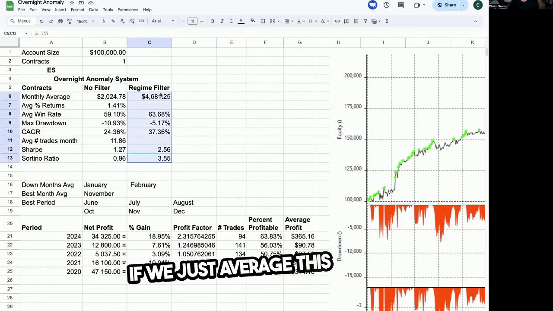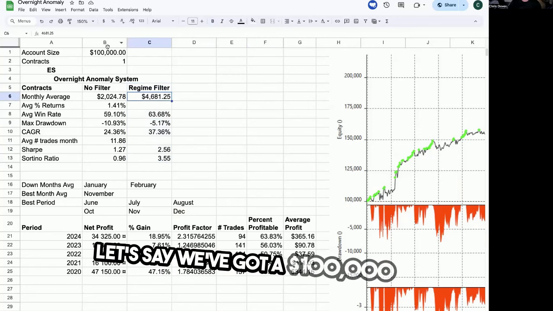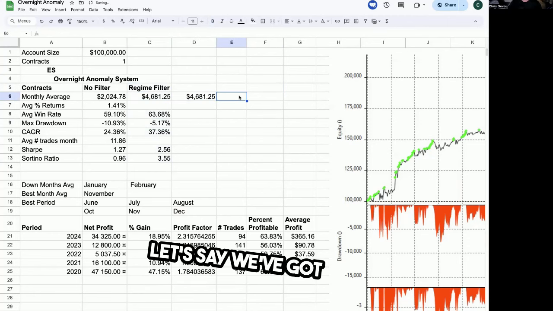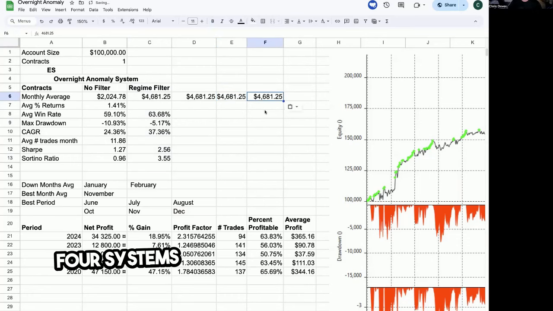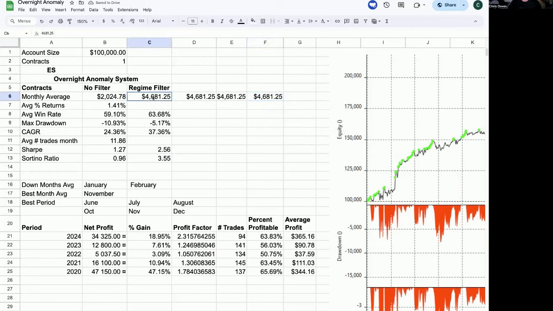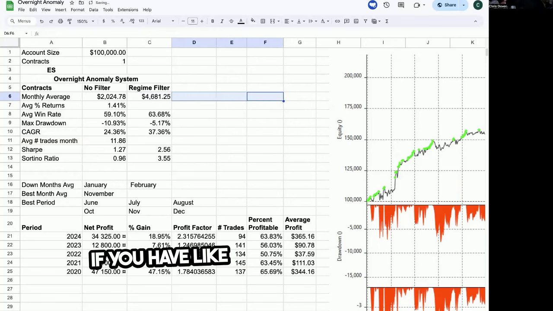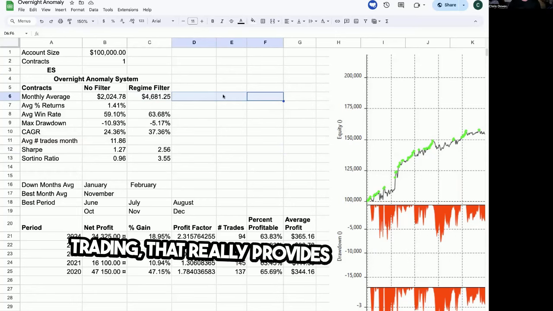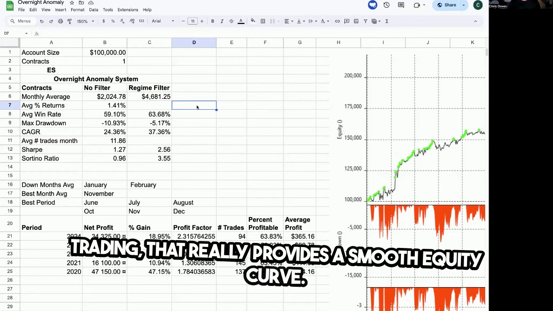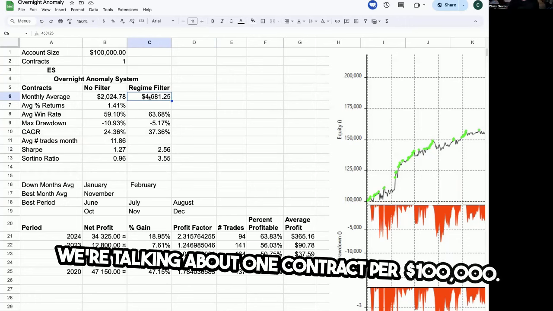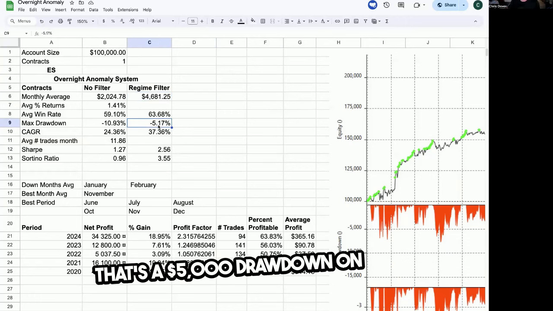So you can imagine running another system. If we just average this stuff out, let's say we've got a $100,000 account and three or four systems. That makes this $18,000 a month. If you have four systems that you're interested in trading, that really provides a smooth equity curve. Or, again, you could lever up. We're talking about one contract per $100,000. That's a $5,000 drawdown on $100,000.